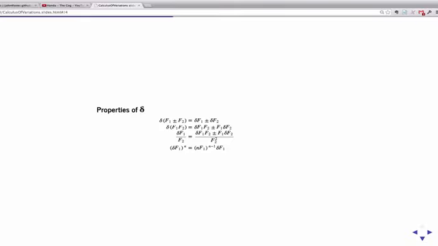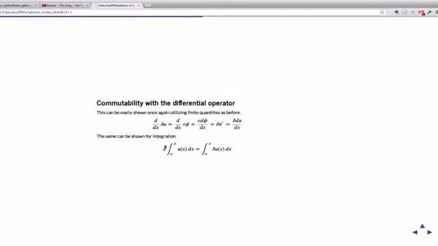This del operator is an operator like the differential operator, but not exactly the same, though it's similar. Because of that, it has similar properties: it's commutative, and you have a chain rule, a quotient rule, a product rule, and all these things. It also commutes with the differential operator. If you have d/dx of a del function, and I prove this by substituting finite quantities back in for a second, you can show that it commutes with del, so you can switch the order of operations with the differential operator. We can also show the same for integration.